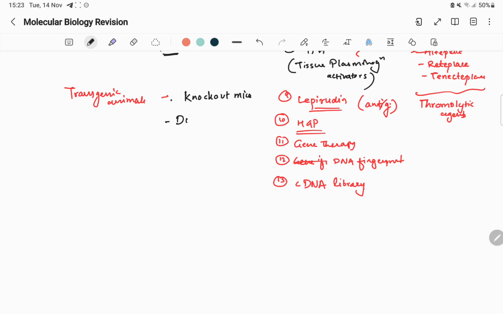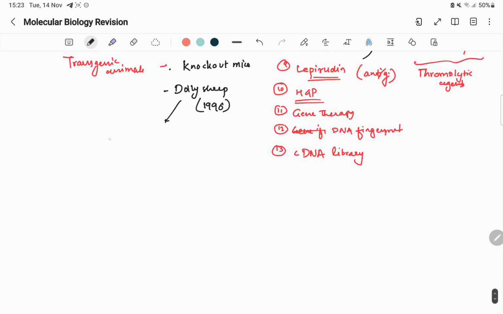And Dolly the sheep, who was cloned in 1996. For Dolly the sheep, the parent was an adult Finn Dorset ewe, who was the nucleus donor. The nucleus is removed from the cells of the mammary gland.